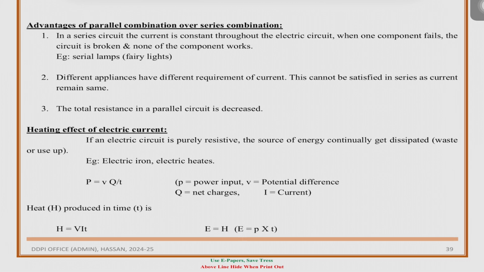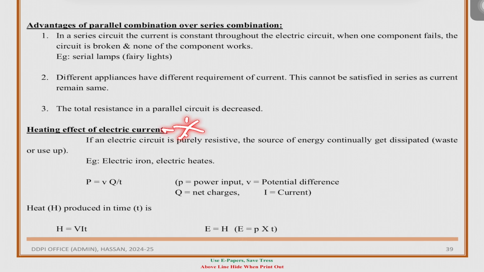But it doesn't happen in parallel. Different appliances have different requirements of current. This cannot be satisfied in series because current remains same. So when different appliances need different amounts of current, we have to use parallel combination of resistors. The total resistance in a parallel circuit is decreased. That is, it is the least value you will be getting.